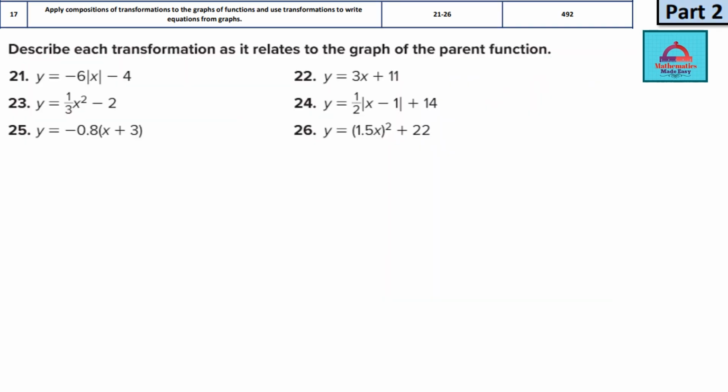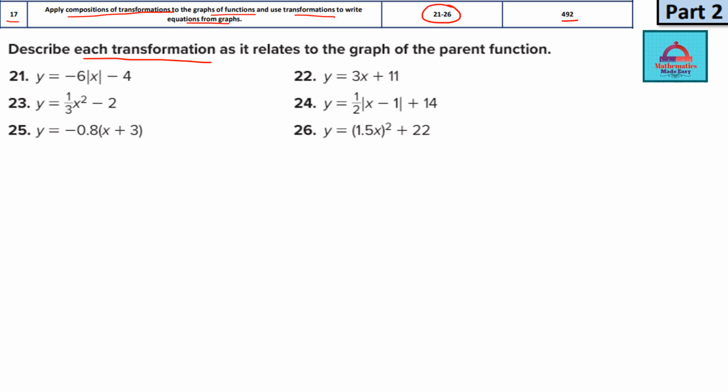So in today's session, we are going to be covering learning objective 17, where you apply compositions of transformations to the graph of functions and use the transformation to write equations from graphs. In this video, we are covering questions 21 to 26 given in your math book on page 492. So these are the questions that you see.